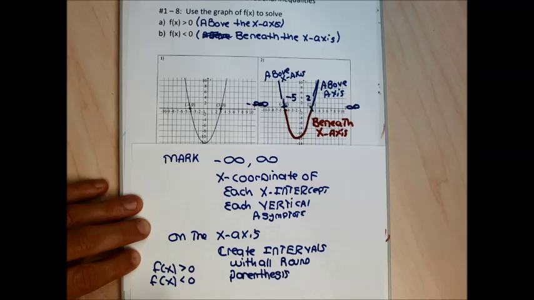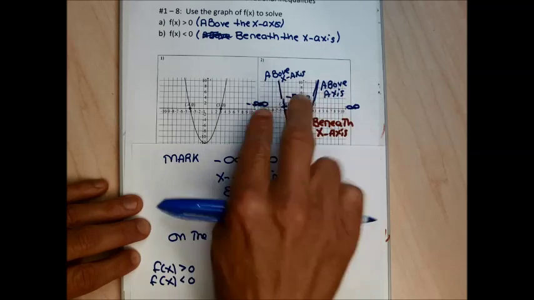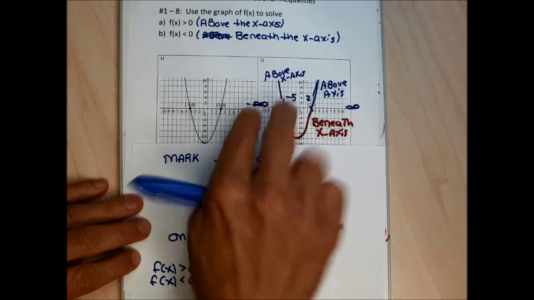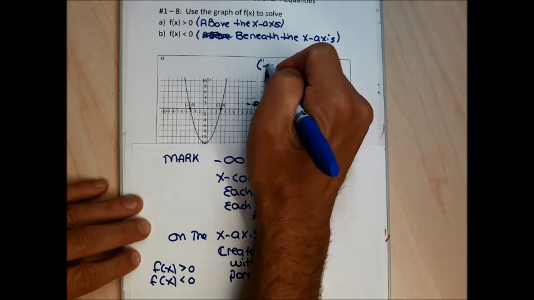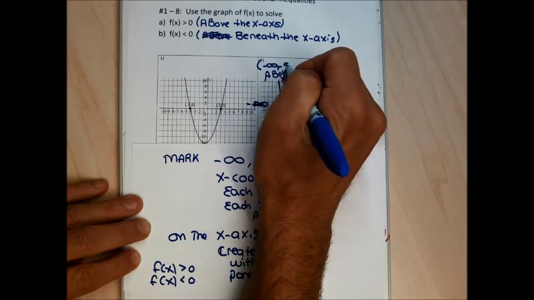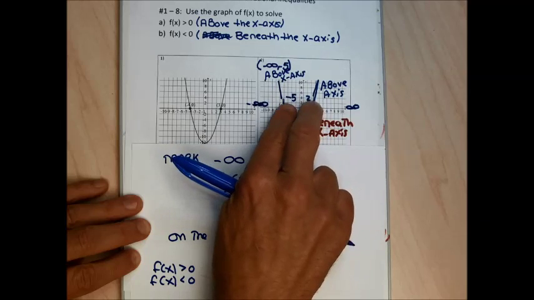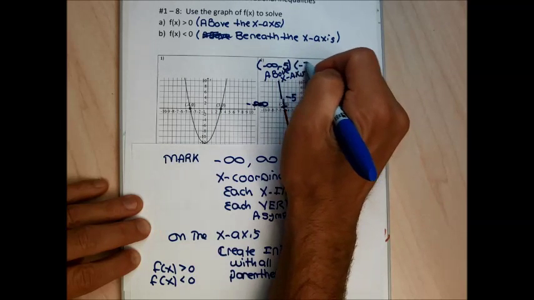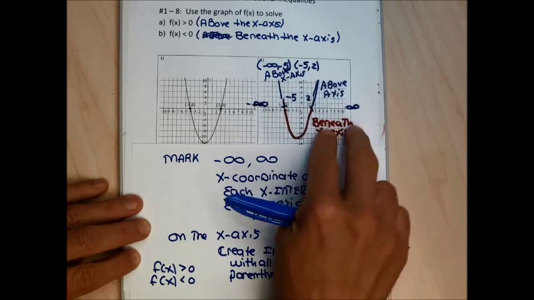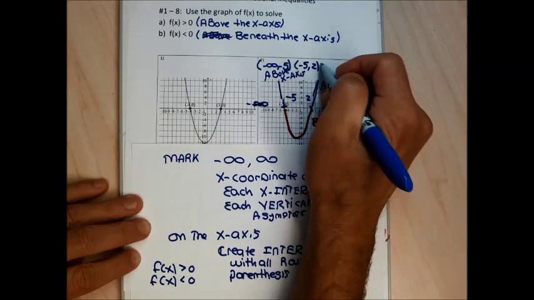So I'm going to create my intervals, and the intervals I'm going to create are the interval from negative infinity to negative 5, and then an interval from negative 5 to 2, and then an interval from 2 to infinity.